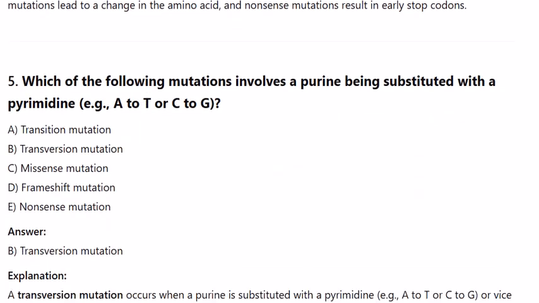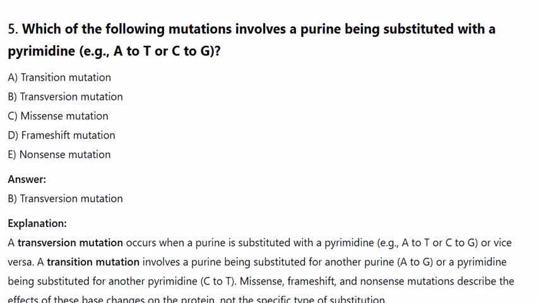5. Which of the following mutations involves a purine being substituted with a pyrimidine, e.g. A to T or C to G? A. Transition mutation. B. Transversion mutation. C. Missense mutation. D. Frameshift mutation. E. Nonsense mutation. B. Transversion mutation.